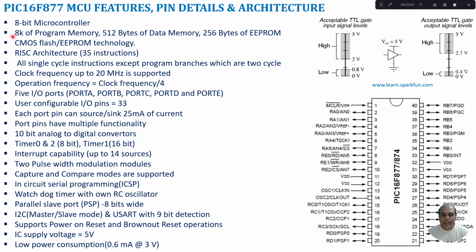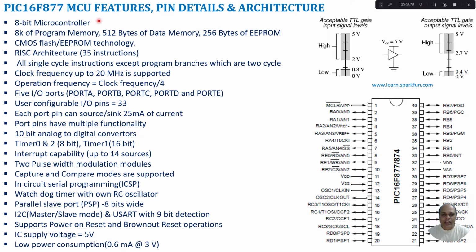This microcontroller has 8K by 14 bits of program memory. 8K represents the number of address locations in the program memory, and each location can hold 14 bits of information. So the instruction size of the PIC16F877 microcontroller is 14 bits. In each location a single instruction can be stored.